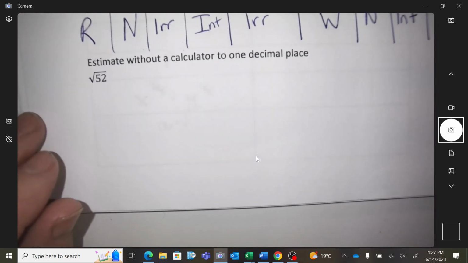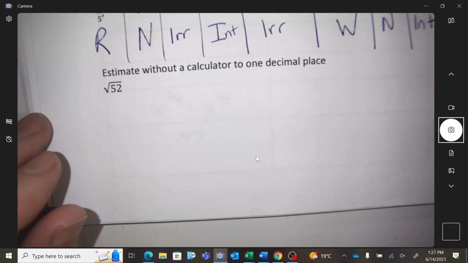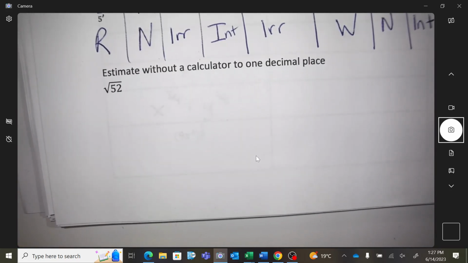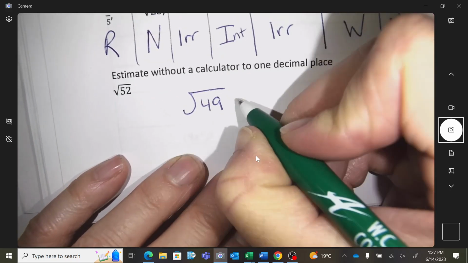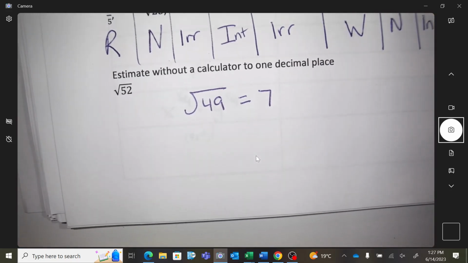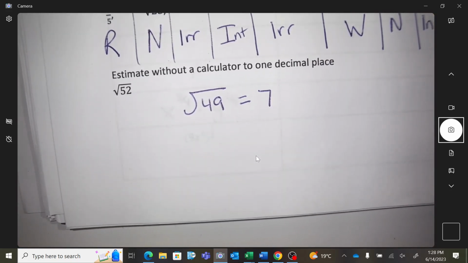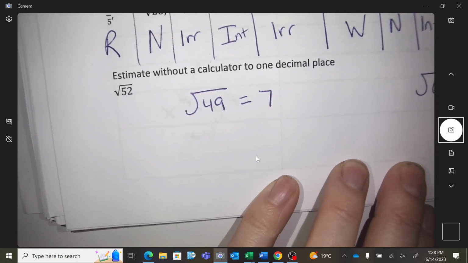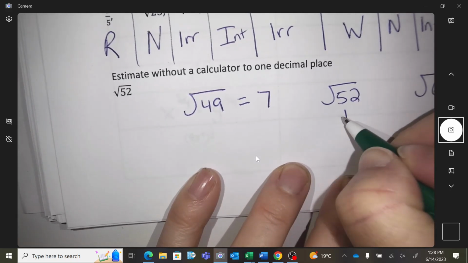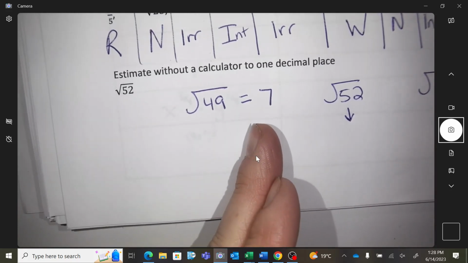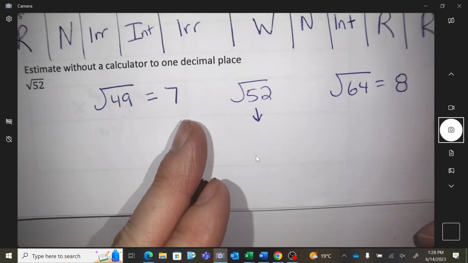Okay, you do not have a calculator on the exam to do this question. The square root of 52 to one decimal place. Give me a square root number you know that's close to that. The square root of 49 is 7. That's okay. What is another square root that would be on the other side of it? Square root of 64 is 8. So the square root of 52 is going to be between 7 and 8.